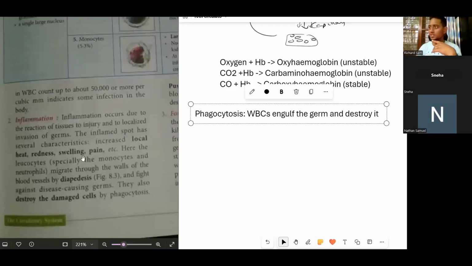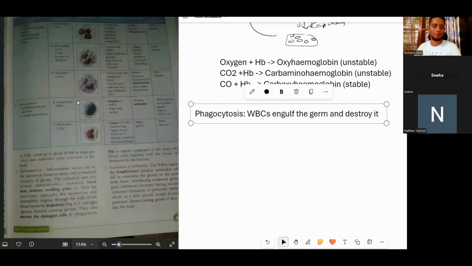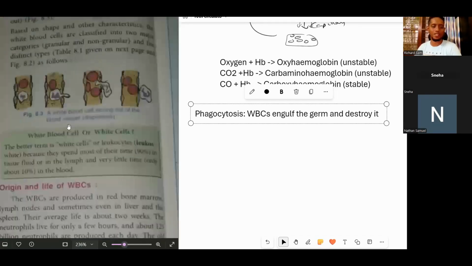Okay, how do they go there? They are inside the blood vessels, no? How do they go to the inflamed area? They squeeze out of the blood vessels and they come out. That squeezing out of the blood vessel also has a name. It's called diapedesis. See, this is a picture of how diapedesis takes place.